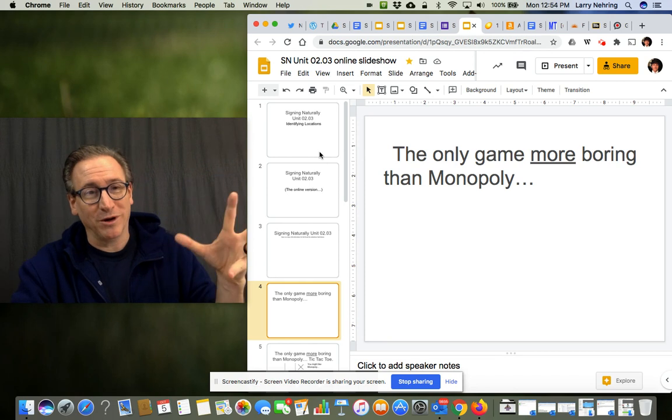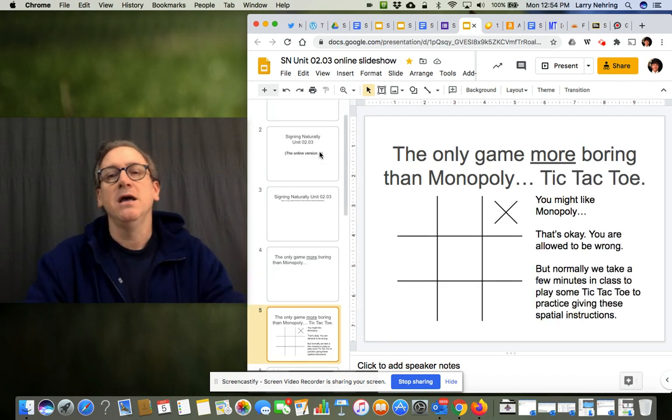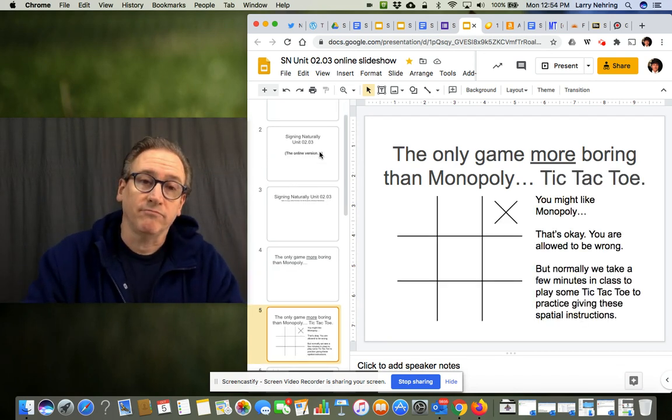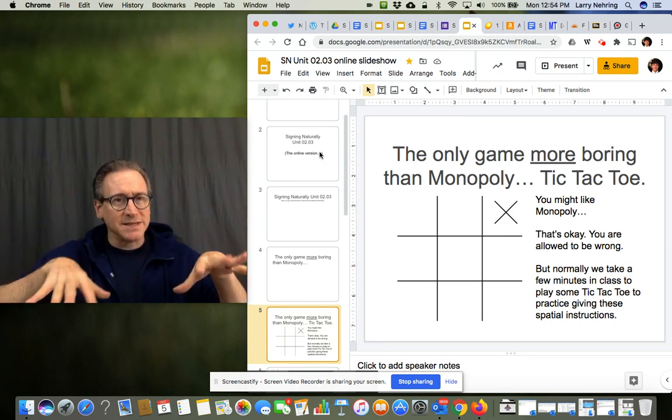The only game more boring than that is Monopoly. So anyway, you're allowed to be wrong. What can I say? So we're going to look at how people set things up.